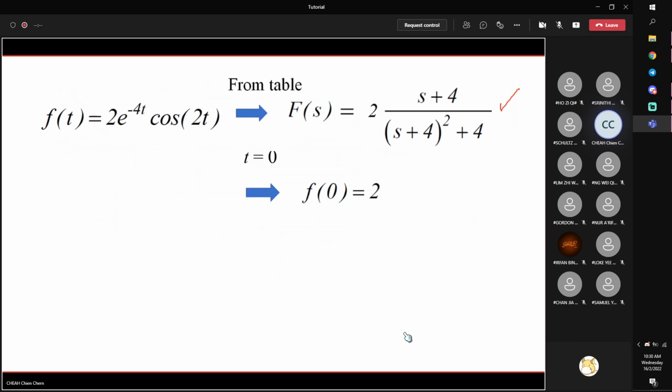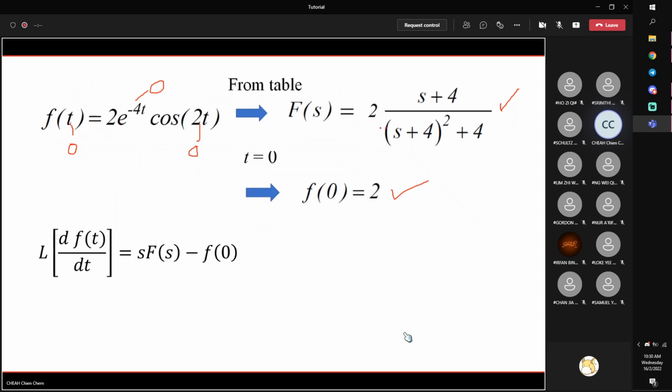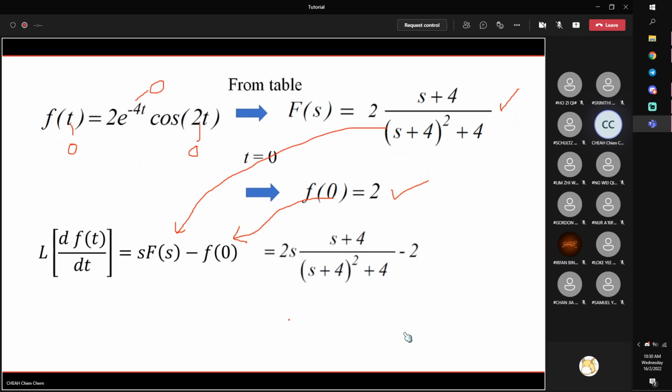So F(s) has been obtained. We still need the initial condition, which is not given, but the initial condition is just the value of this function when t equals 0, right? Just put t equal to 0, e to the power 0 is 1, cosine 0 is 1, so it's equal to 2. Okay, we have obtained the initial condition. Now we use this property. Put this in here, which means multiply by s, and put 2 in here. I can get the Laplace transformation of the differentiation of the signal without differentiating the signal.